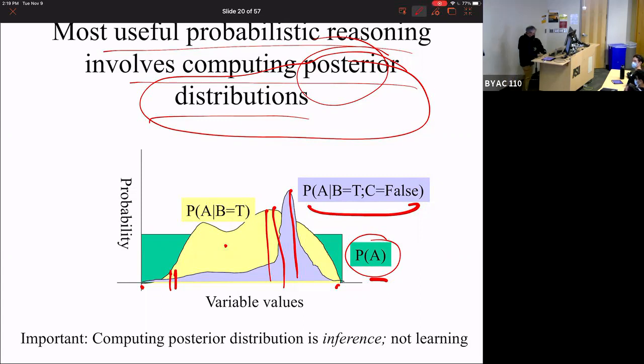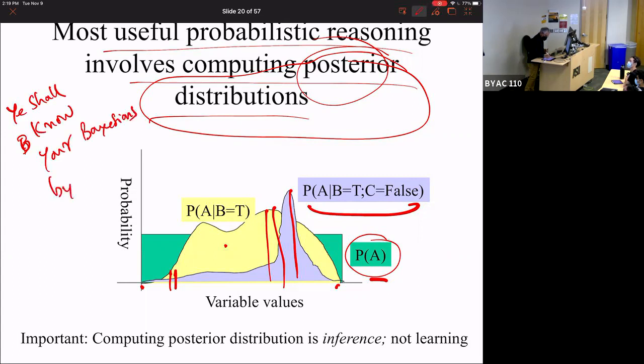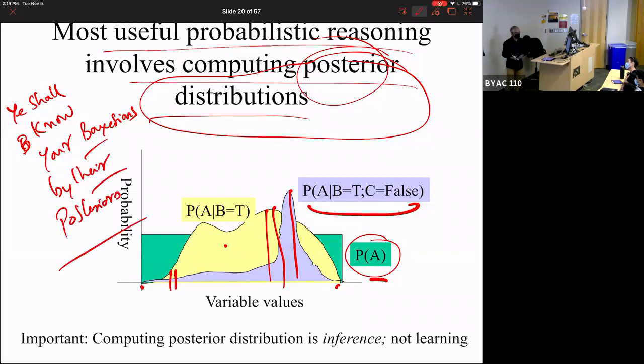Okay, and all probabilistic reasoning is computing posterior distributions, which leads to the second joke: ye shall know your Bayesians by their posteriors. Bayesians are into computing posteriors. There is no such thing as what the value is. It is how the probability distribution changed over the values.